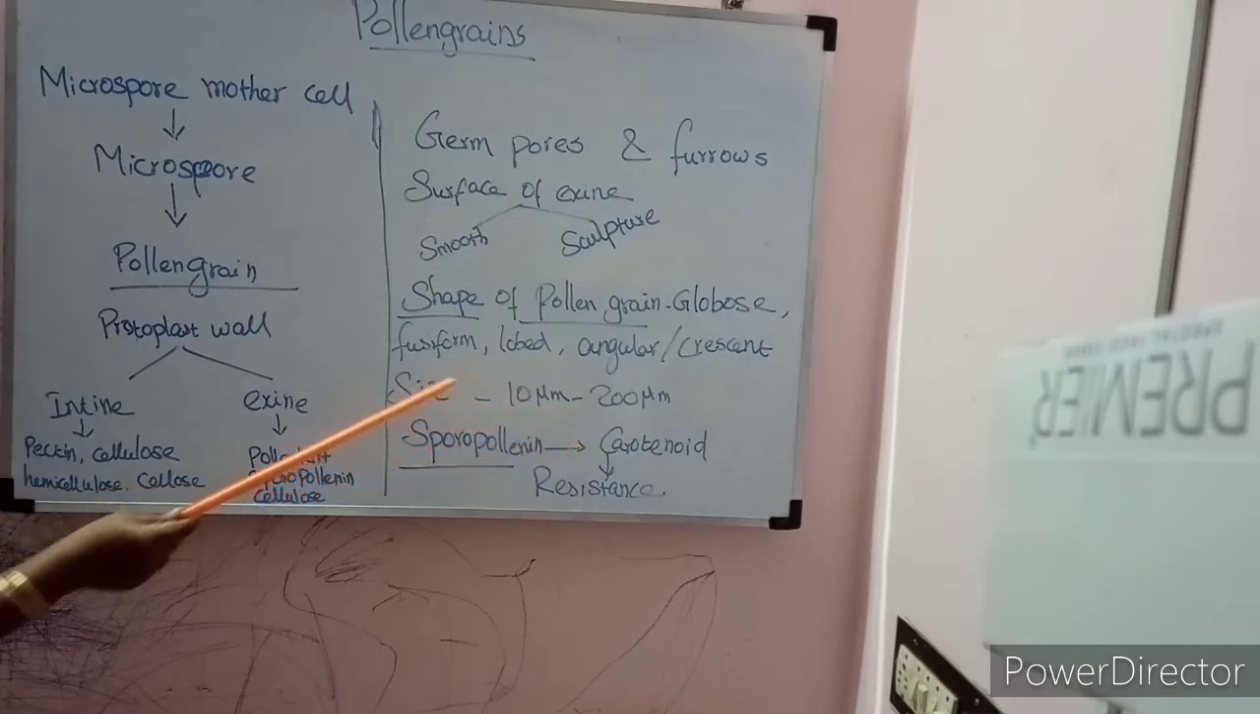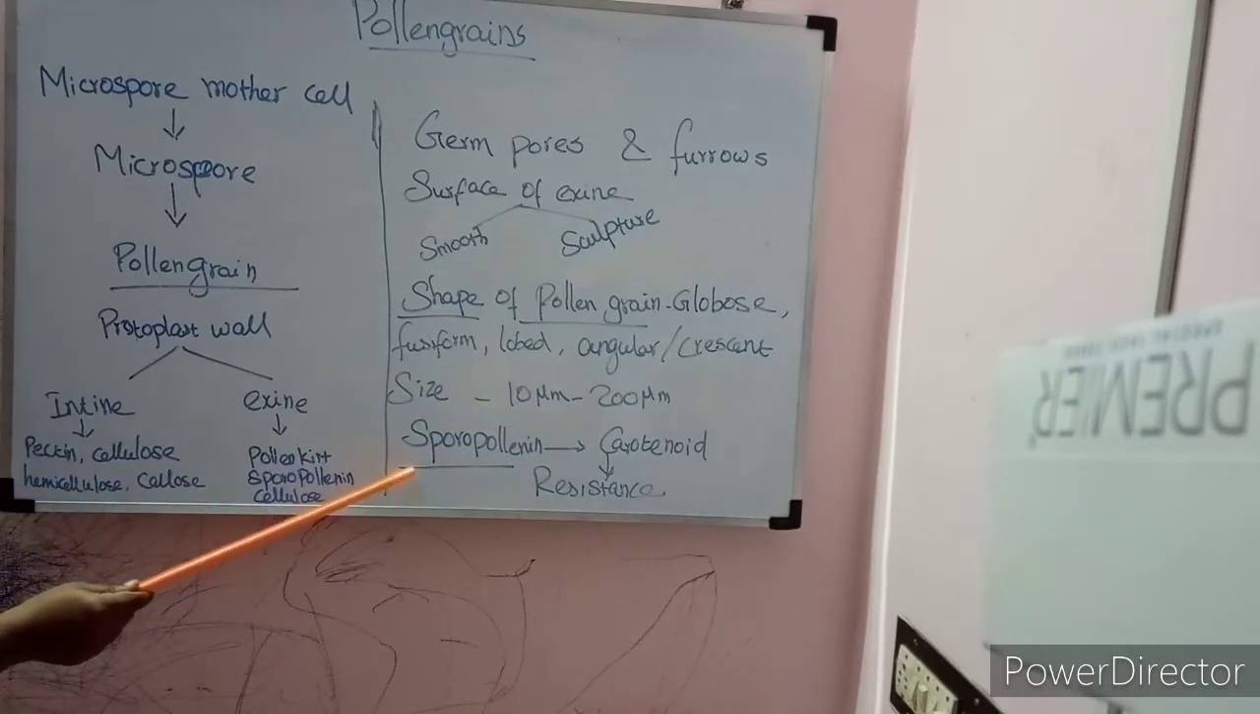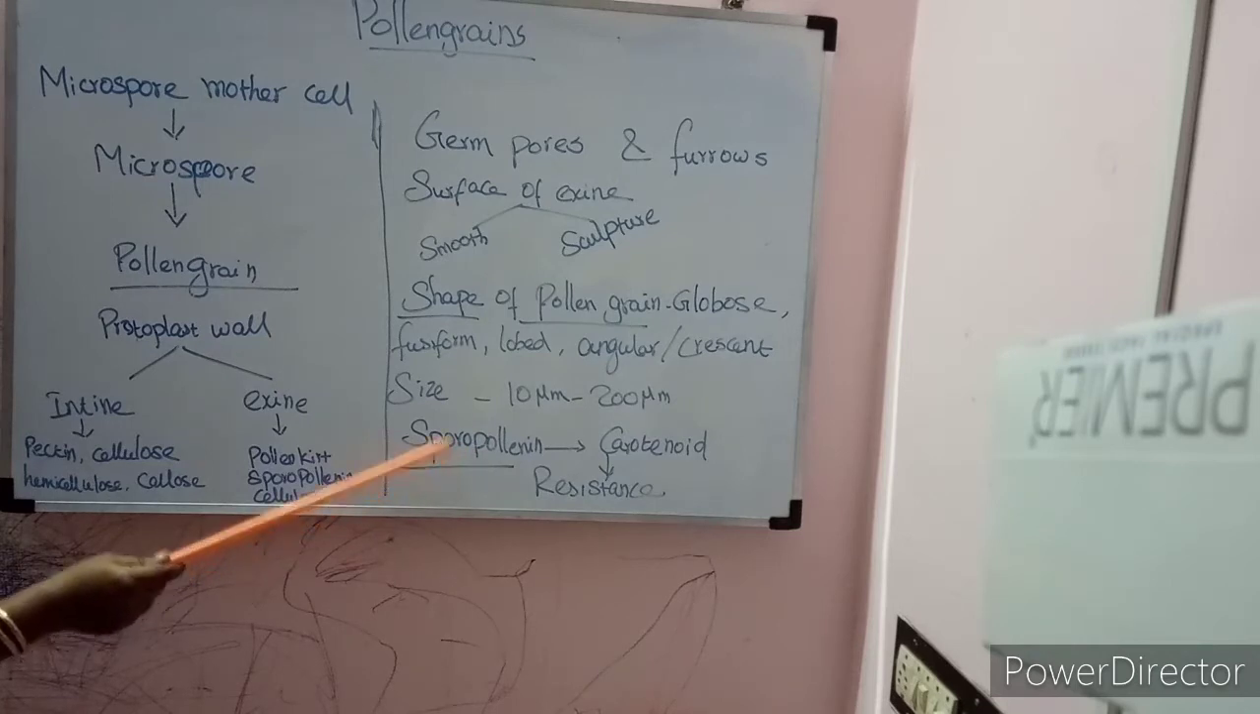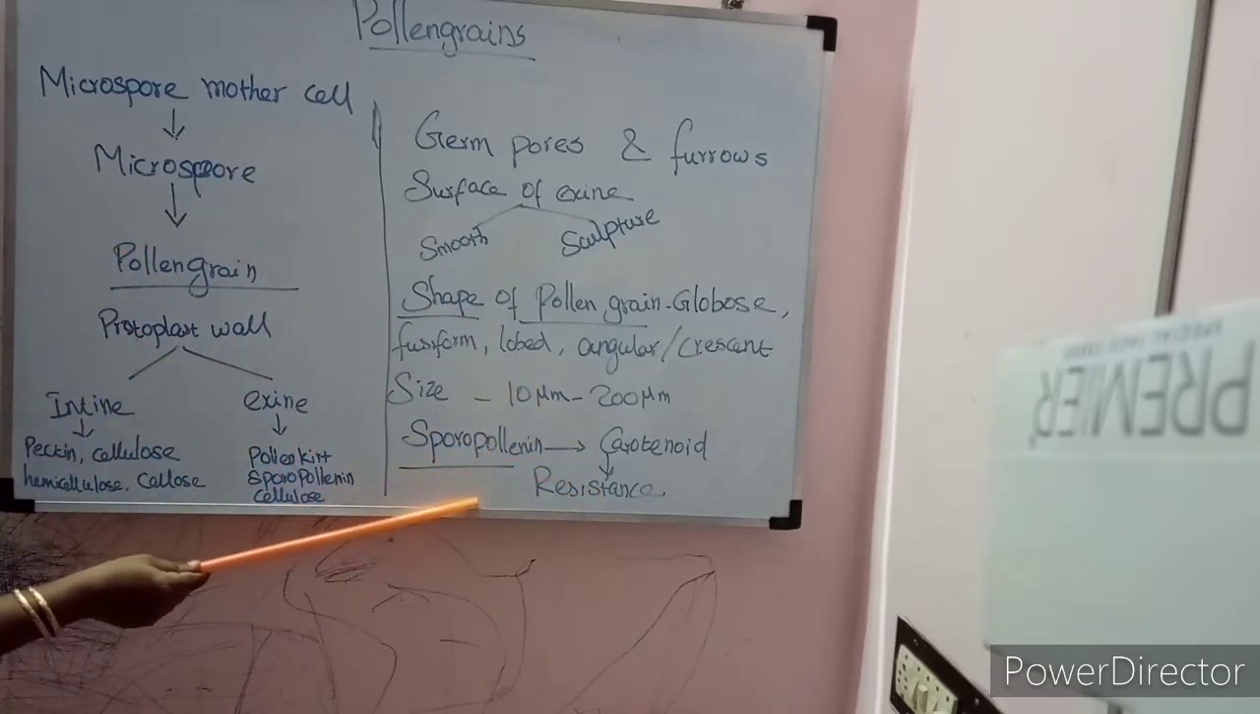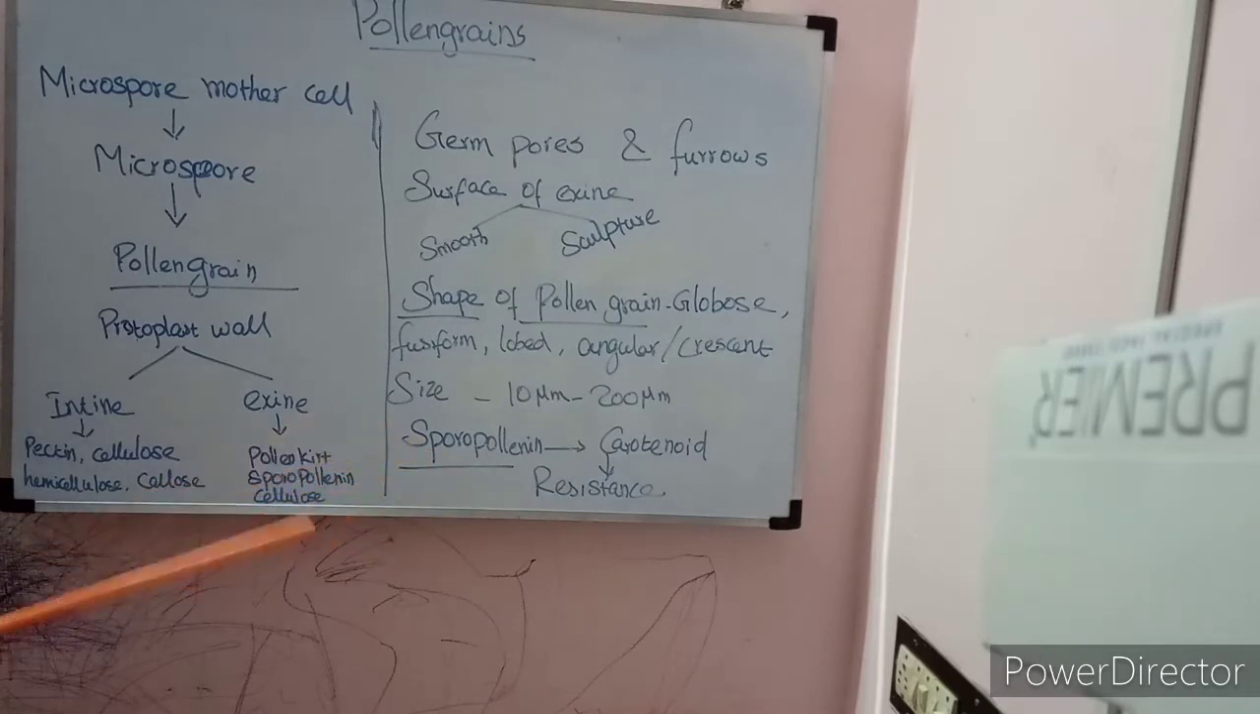The wall material is made up of sporopollenin. It is an important thing. It is contributed by the pollen cytoplasm as well as the tapetum. So sporopollenin is derived from carotenoid. Because of the carotenoid, it is resistant to physical and biological decomposition.